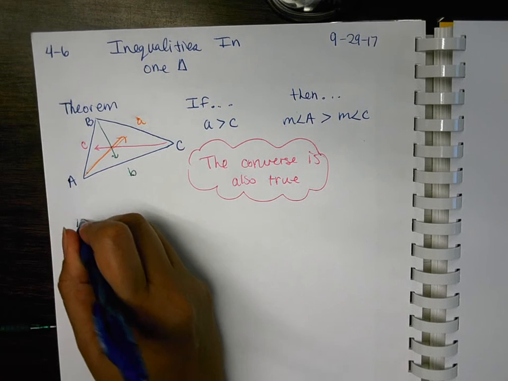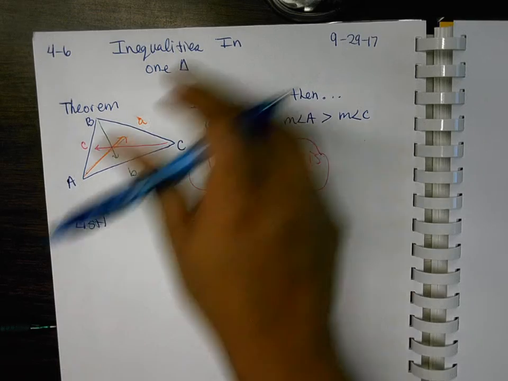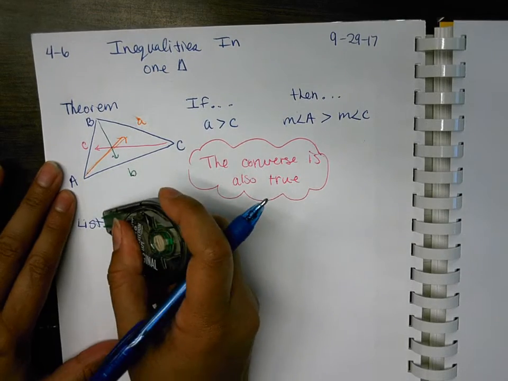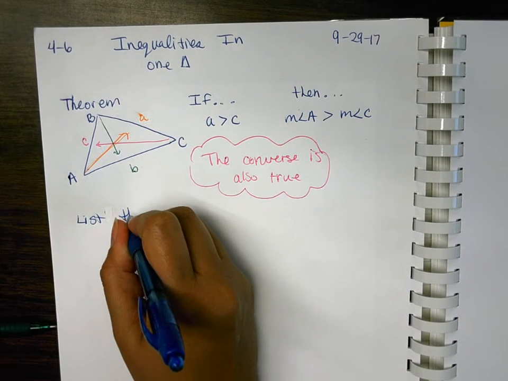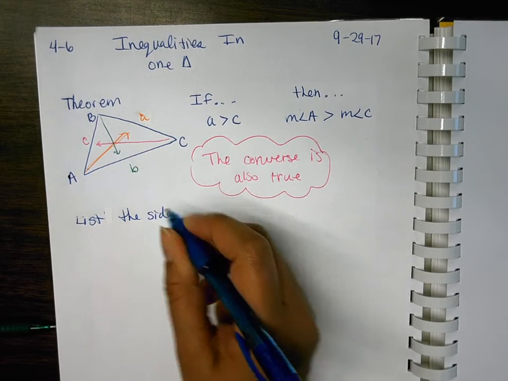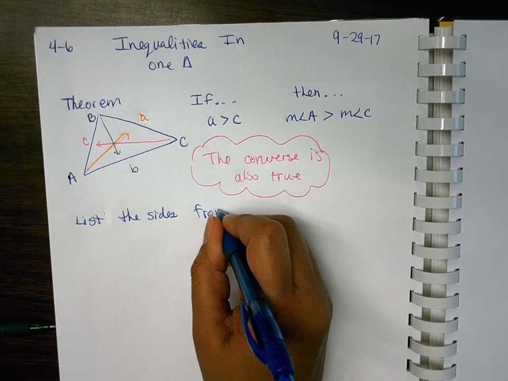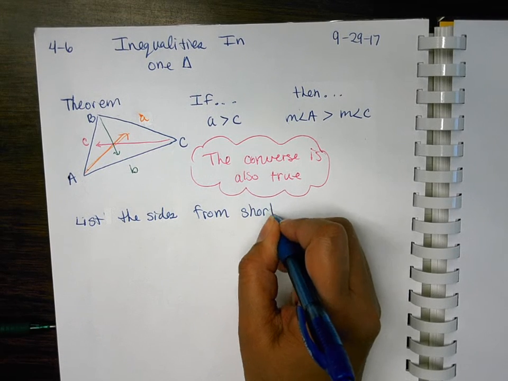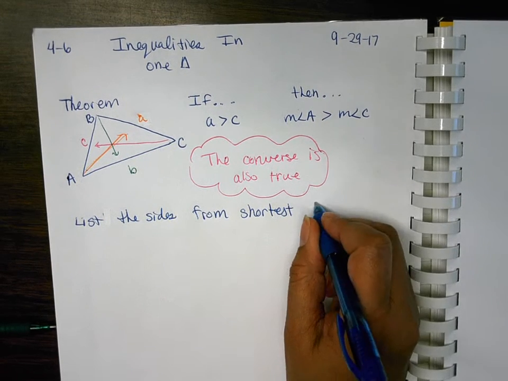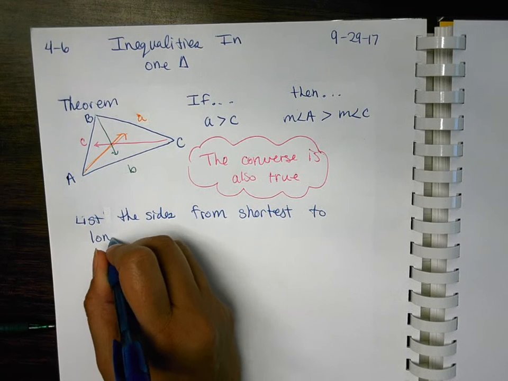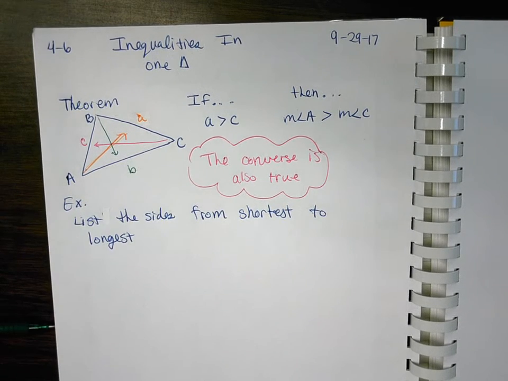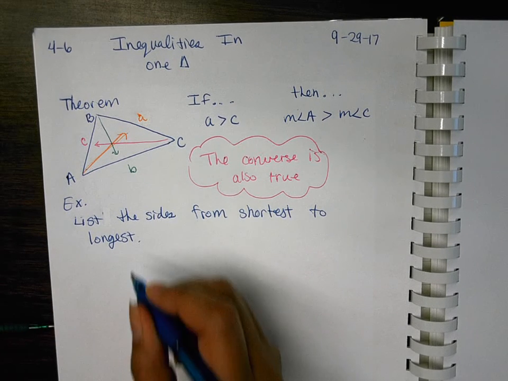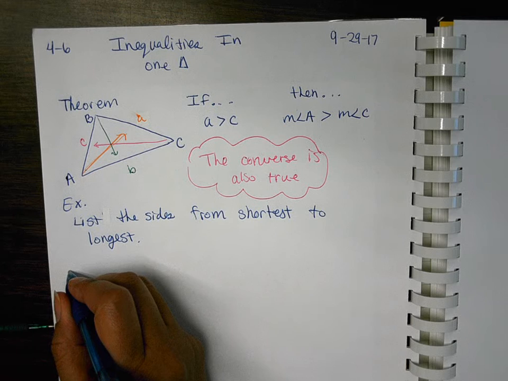List the sides from shortest to longest. Is this an example? Yes. And I should have put that here, examples. List the sides from shortest to longest. All right. Number 1.